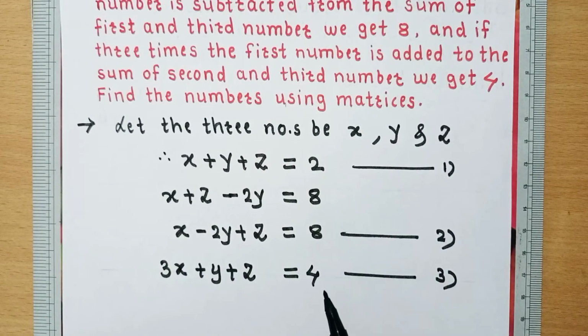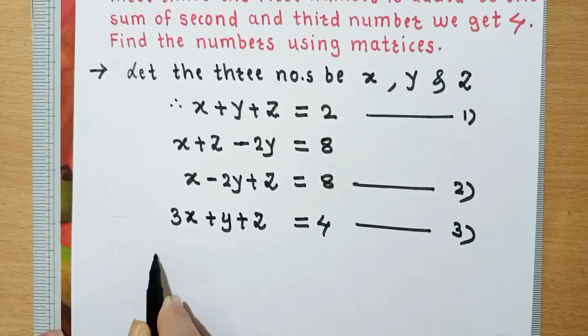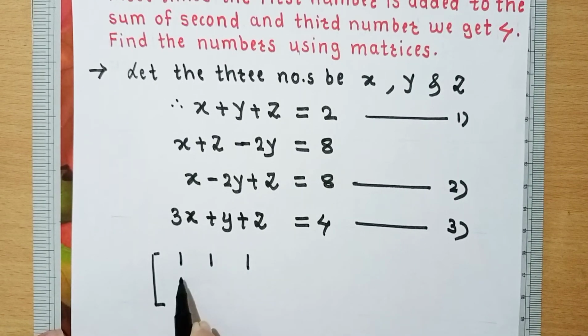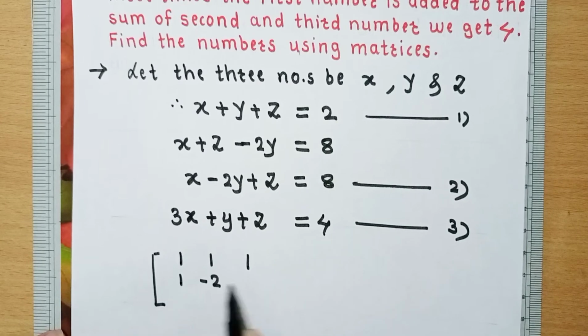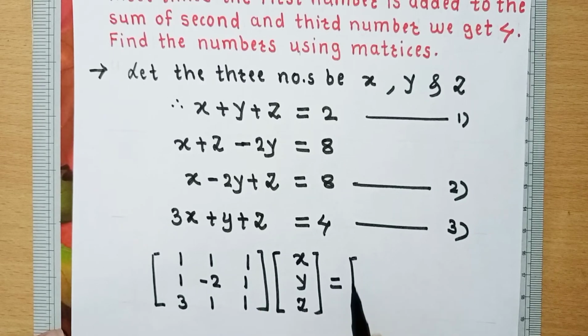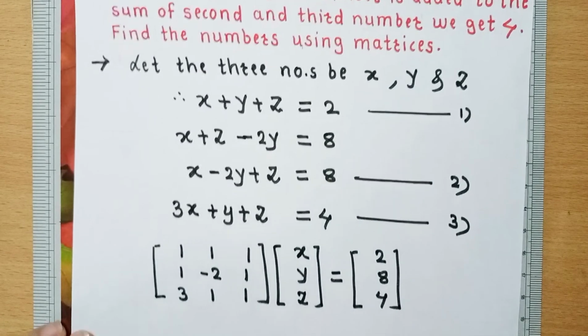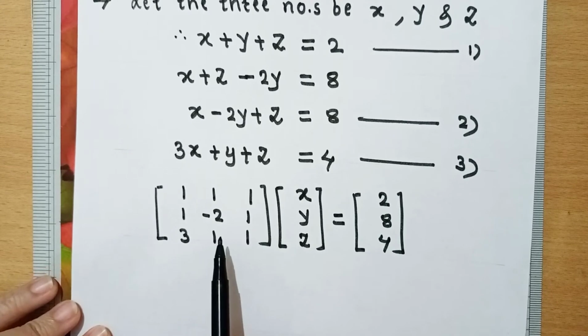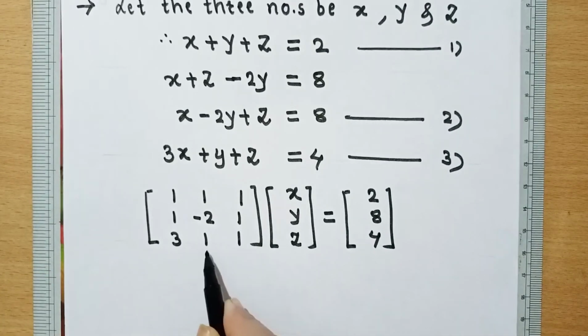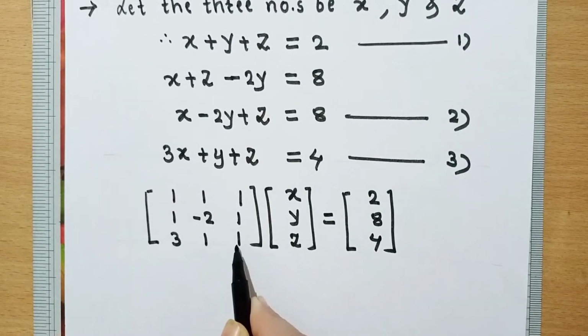Now keep these equations in matrix equation form. We write down the coefficients, then 1, 1, 1, 1, minus 2, 1, 3, 1, 1, and that is equal to the constants 2, 8 and 4. Now we will convert this into an upper triangular matrix. First we will make these two elements 0.